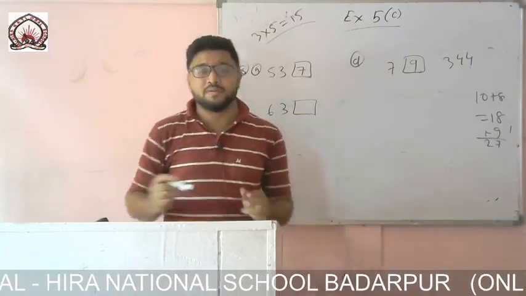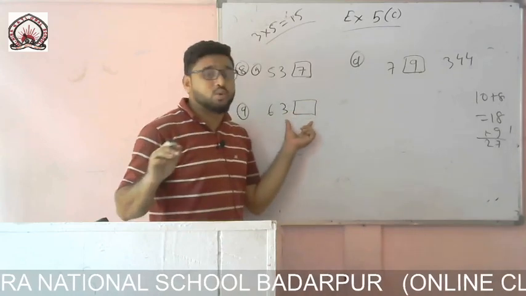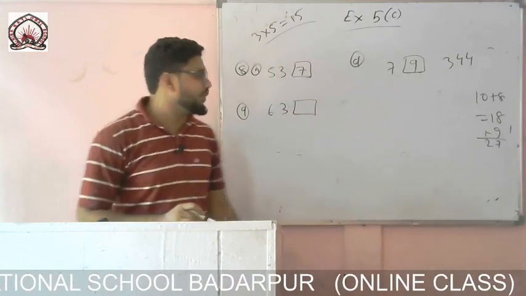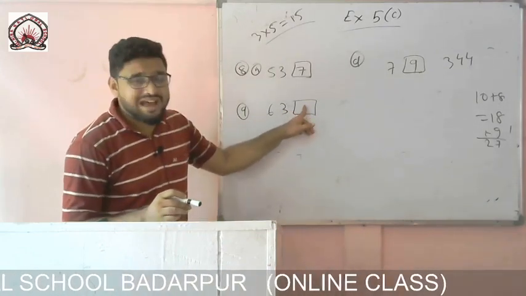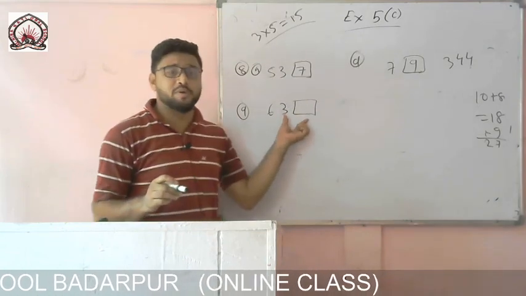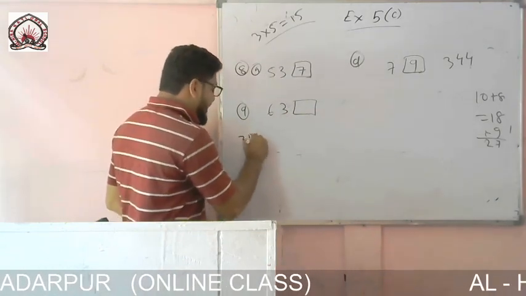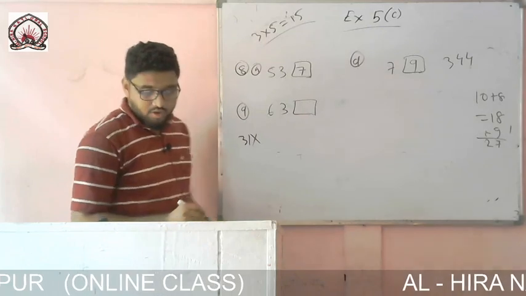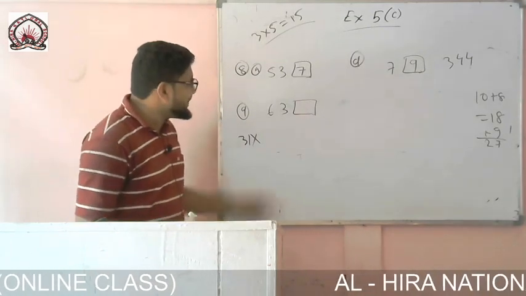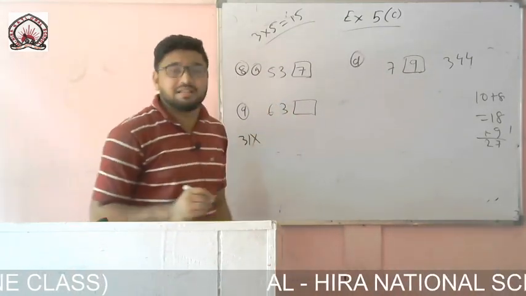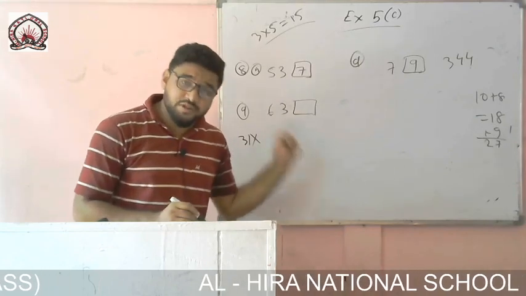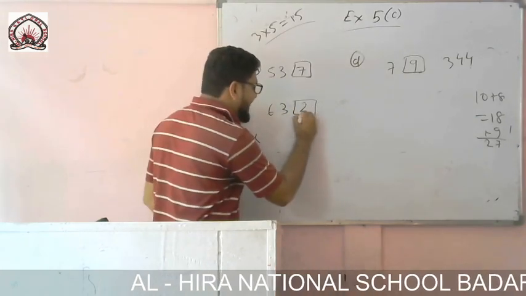We know that a number is divisible by 4 if the last 2 digits are divisible by 4. So if I use 1 here, the last 2 digits will be 31. So 31 is not divisible by 4. Okay. So if I use 2 here, then it is 32. So 32 is divisible by 4.